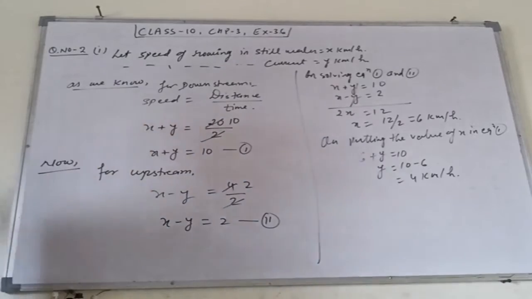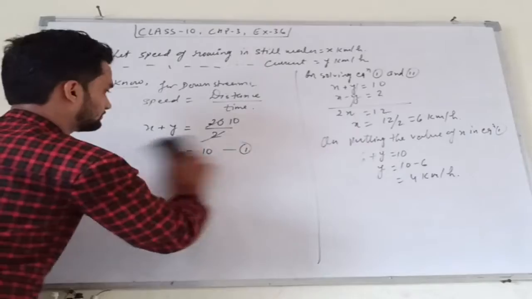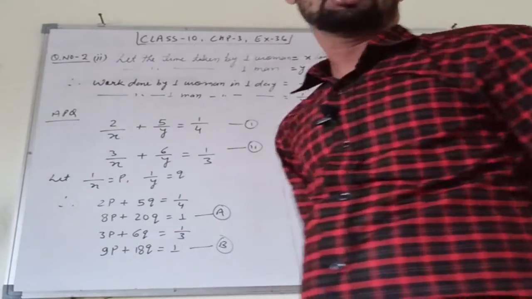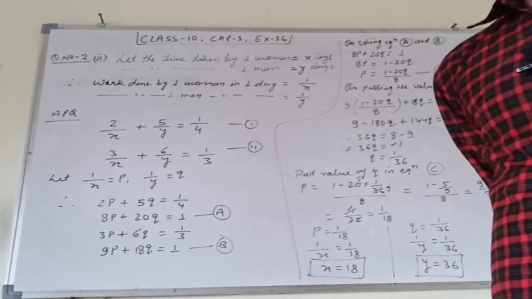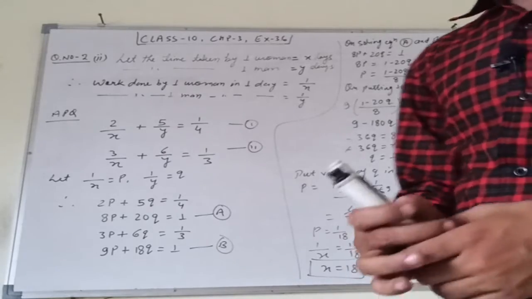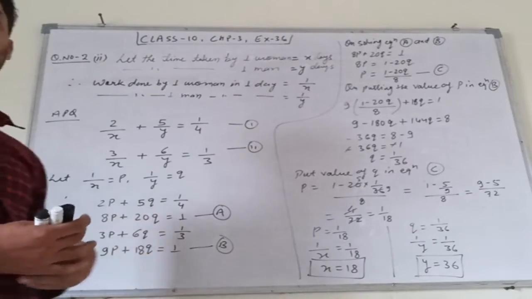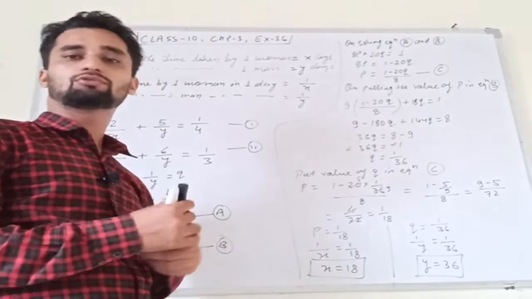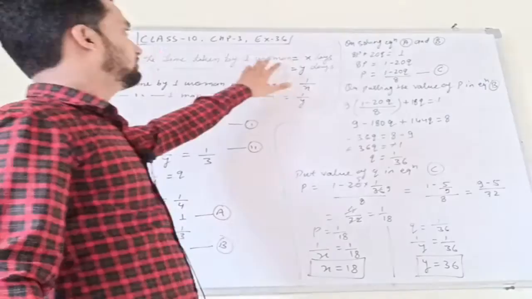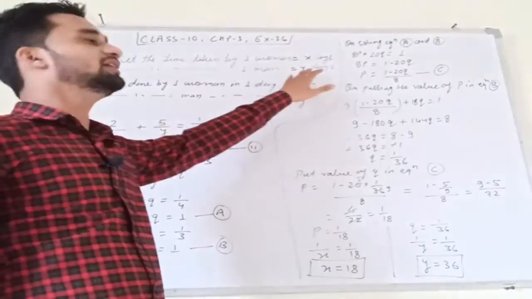Now I am taking the next question, question number 2: 2 women and 5 men can together finish a work in 4 days, and 3 women and 6 men can finish the same work in 3 days. Then find out the time taken by one woman and one man to complete the same work. Here, let the time taken by one woman be x days and the time taken by one man be y days.